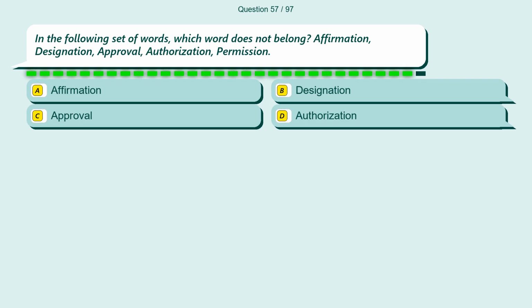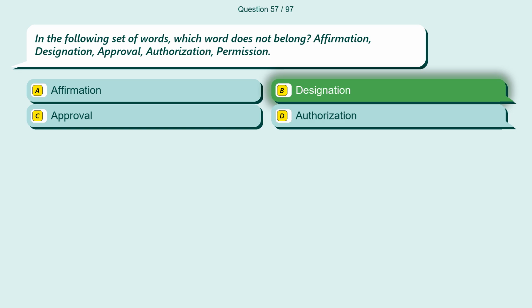Question 57. In the following set of words, which word does not belong? Affirmation, designation, approval, authorization, permission. Option A, affirmation. Option B, designation. Option C, approval. Option D, authorization.